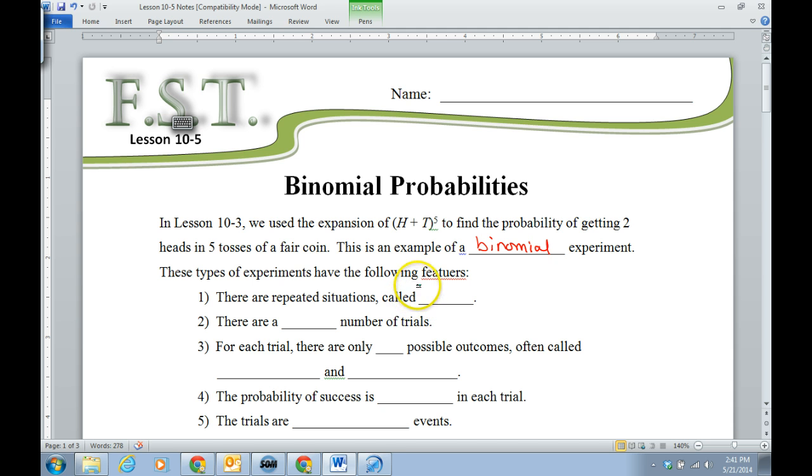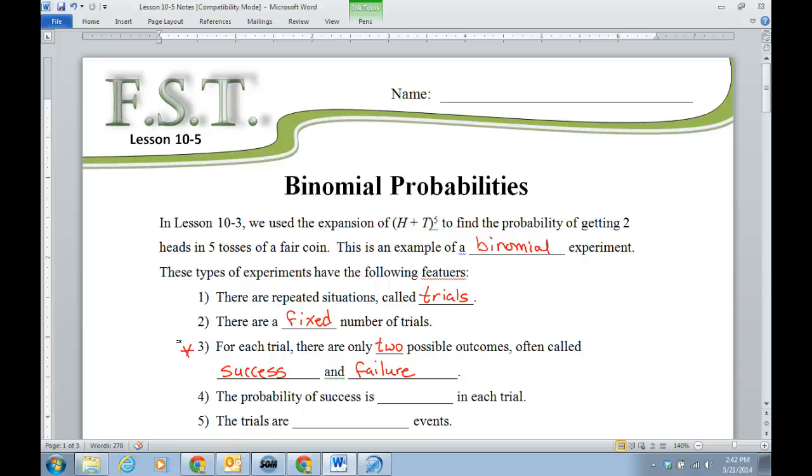There are repeated situations, and those are called trials. That's the same as what we've had before, trials. And there is a fixed number of trials. For each trial, there are only 2 possible outcomes. So in other words, a pass or a fail, or a success or a failure. Okay, that's an important way to be able to tell what you're dealing with, if it's a binomial one or not. Okay, a pass-fail type situation.